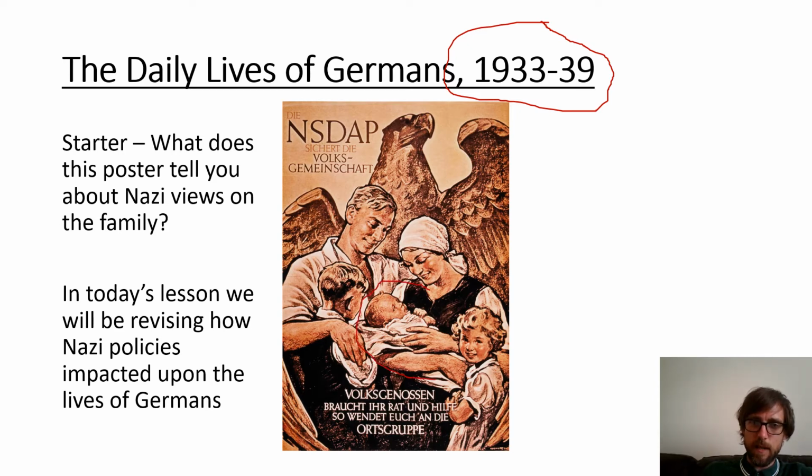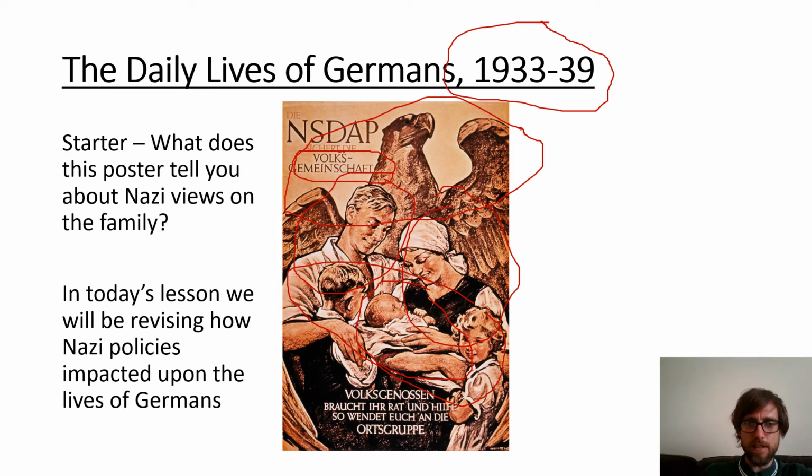So you might think about the baby, the number of children. You might have a look about the woman, what's she wearing, how does she look, what do we think the man's role is, judging by this picture. We've got an eagle in the background there, what do we think that represents? Volksgemeinschaft there, can you remember what that means? So just have a little think about those things, and then I'll go through some ideas on the next slide.